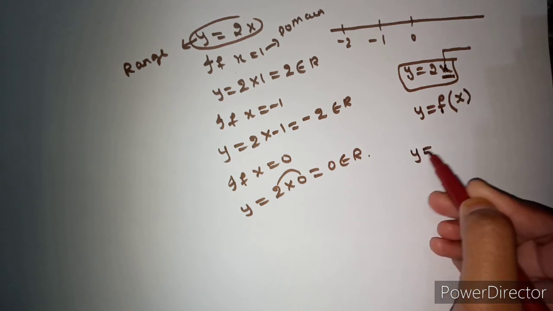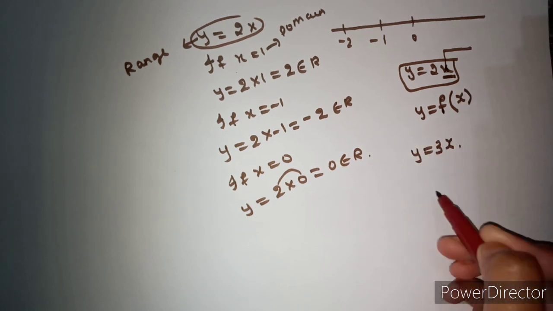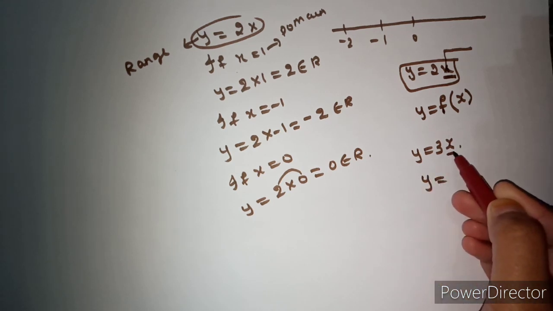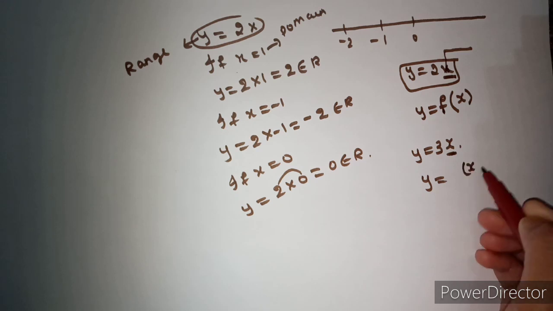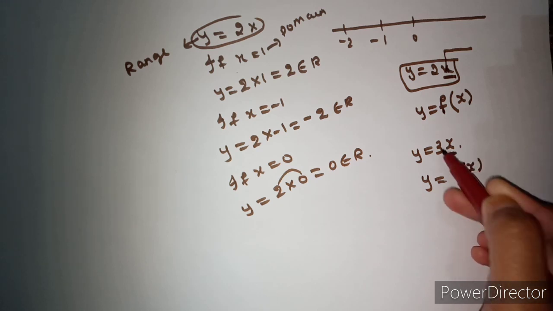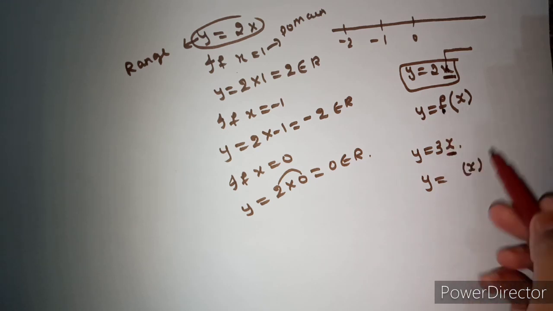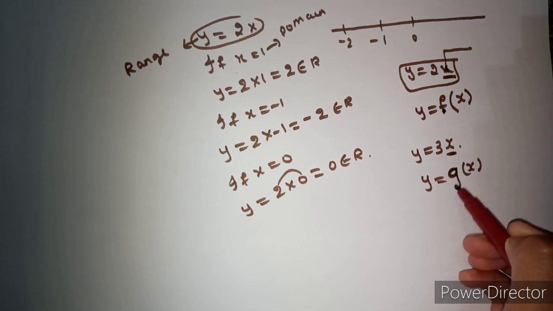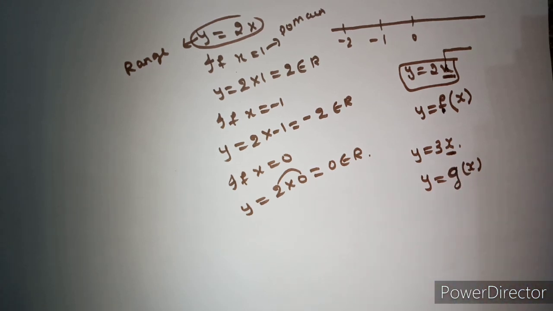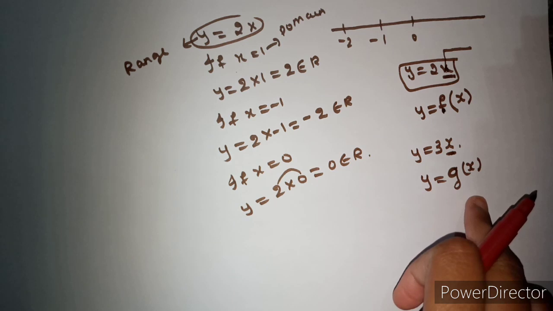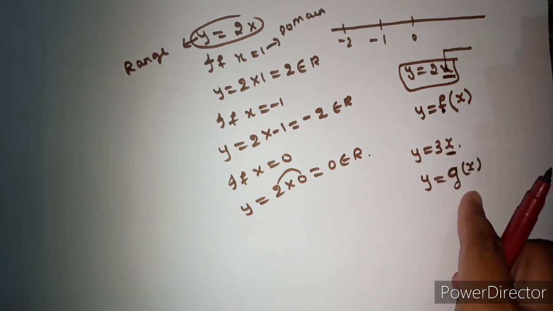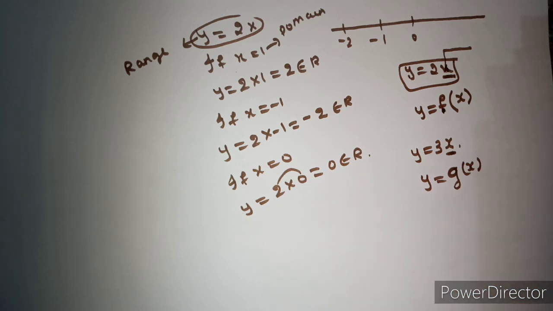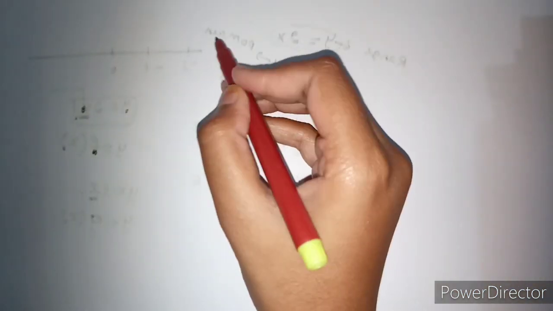For example, if we have y is equal to 3x, then if we change x, the y will change. Then it is a function of the independent variable, that is x. Here we have taken the function as f. Now change the function, take it as g. We'll write the function like this: y is equal to f of x, y is equal to g of x, whatever it may be, it should be a function of the independent variable. Okay, let me give you another example.